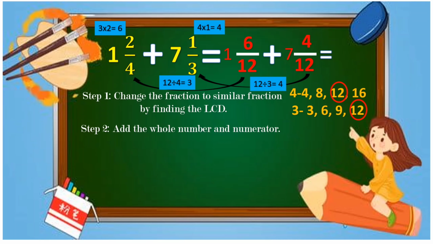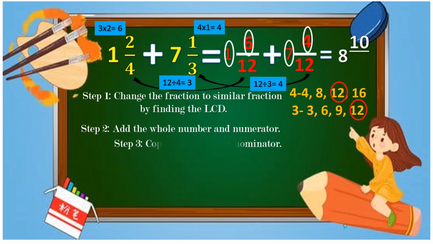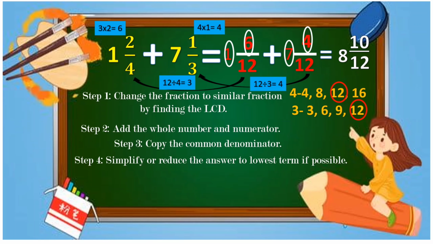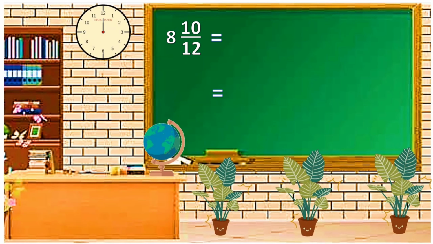Step 2. Add the whole numbers and the numerators. 1 plus 7 equals 8. 6 plus 4 equals 10. Step 3. Copy the common denominator, and that is 12. Step 4. Simplify or reduce the answer to lowest term if possible. 8 and 10/12 is not in the lowest term. Let's reduce or simplify 8 and 10/12.